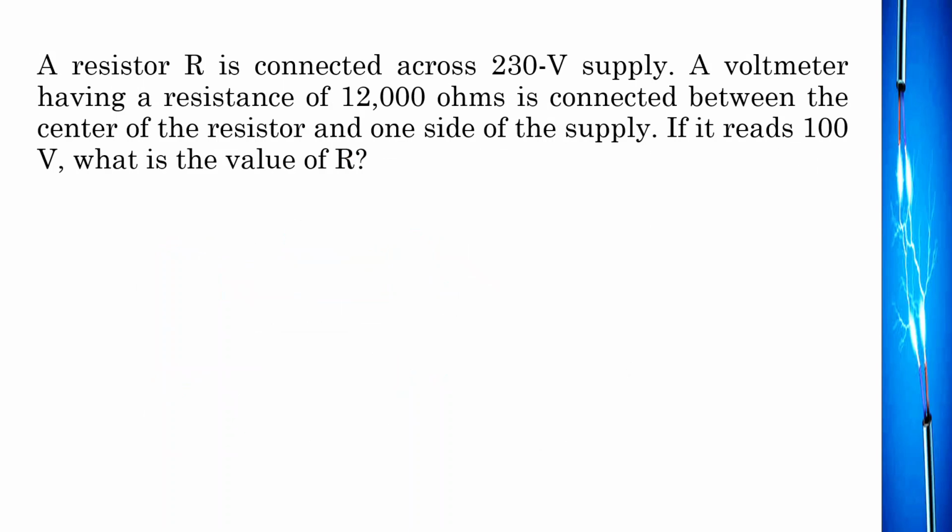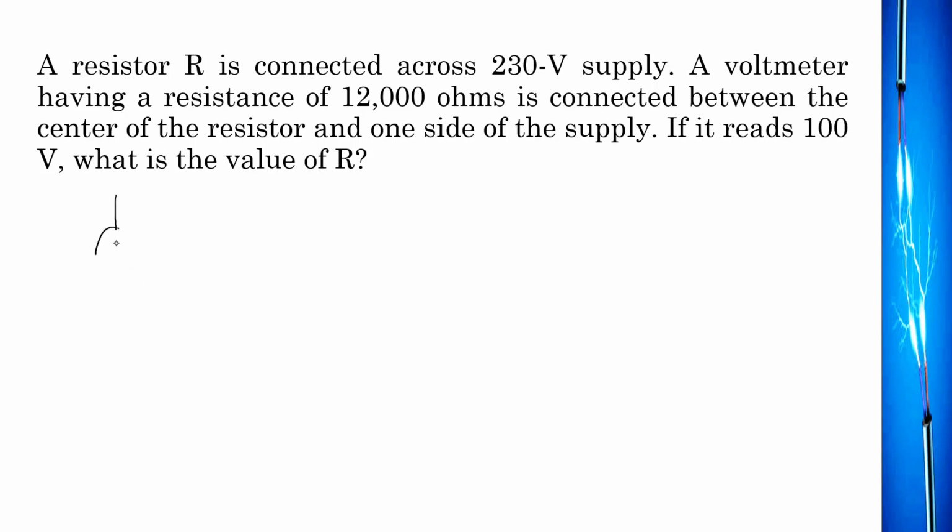A resistor R is connected across 230 volt supply. So, we have a resistor being connected to 230 volt supply. Now, a voltmeter having a resistance of 12,000 ohms is connected between the center of the resistor and one side of the supply. If it reads 100 volts, what is the value of R? So, ito medyo analyze lang natin maigi, no?